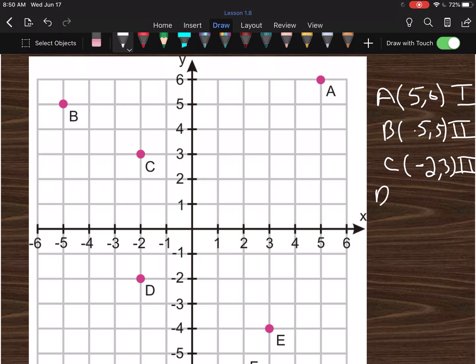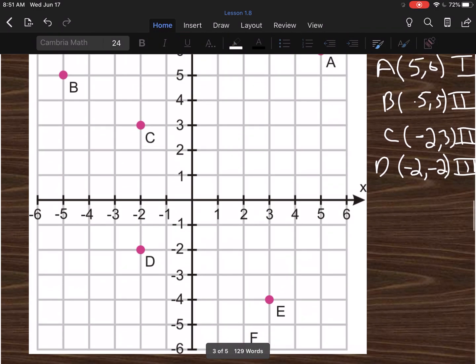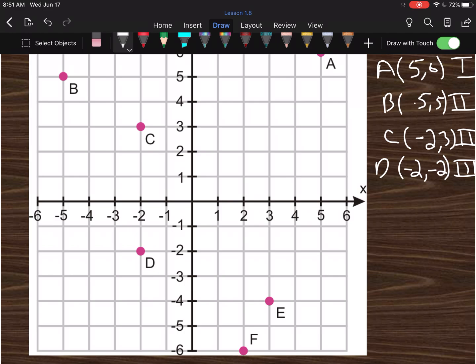D is left 2, down 2. So that's negative 2, negative 2. That's quadrant 3. E is right 3, down 4. So that's 3, negative 4. That's quadrant 4. And F is right 2, down 6. So that is 2, negative 6. And that's in quadrant 4.